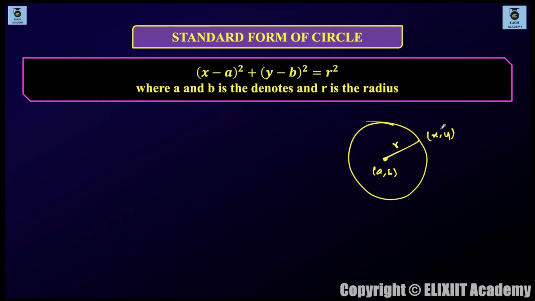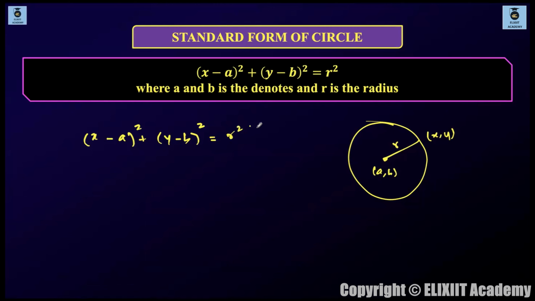So this is (x, y). By the definition, if you find the distance between these two points, it will give you the radius. So what is the distance? The distance is calculated by the square root of (x minus a) whole square plus (y minus b) whole square, and this will be equal to r. Once you square both sides, you get r square. So we don't take the square root; we take this to be r square.